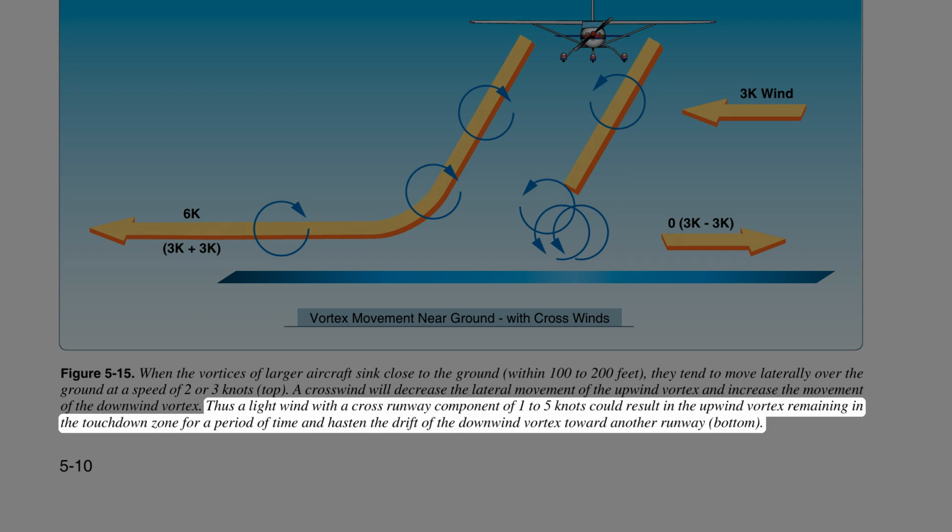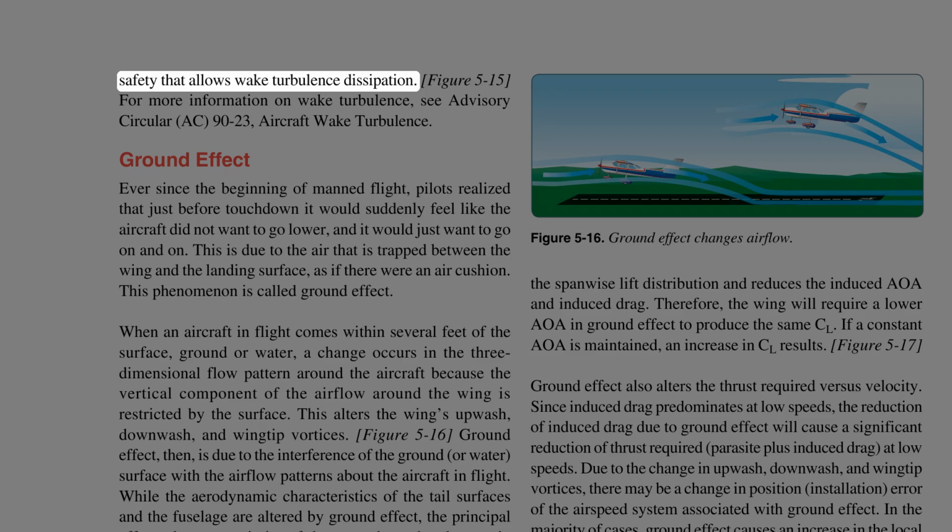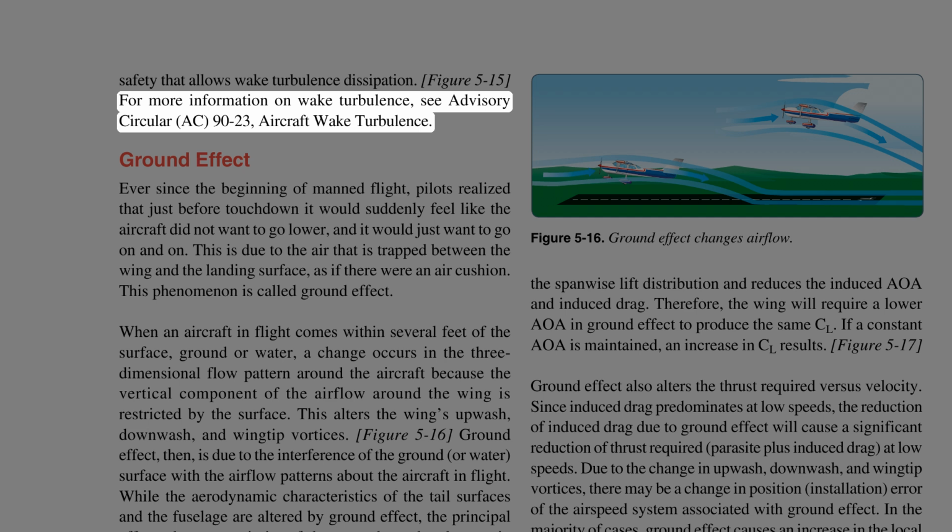Thus, a light wind with a cross-runway component of 1 to 5 knots could result in the upwind vortex remaining in the touchdown zone for a period of time and hasten the drift of the downwind vortex toward another runway. Safety that allows wake turbulence dissipation. For more information on wake turbulence, see Advisory Circular (AC) 90-23, Aircraft Wake Turbulence.